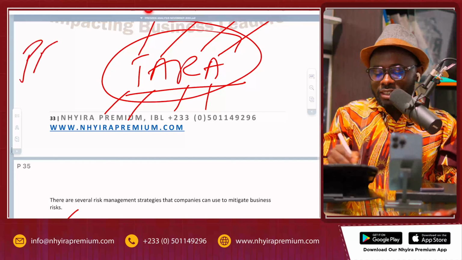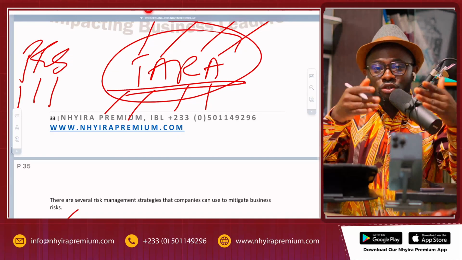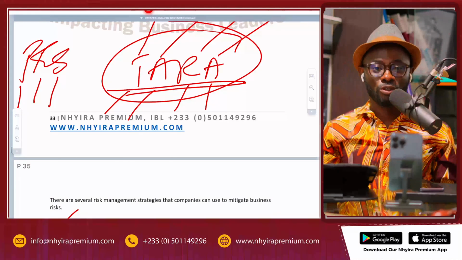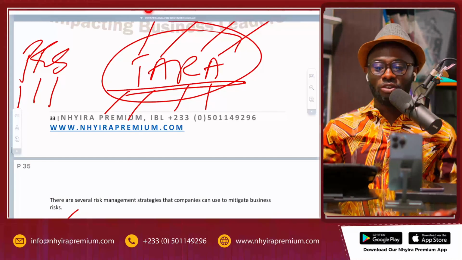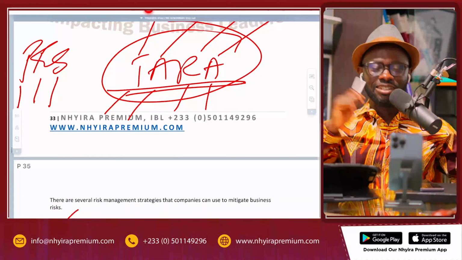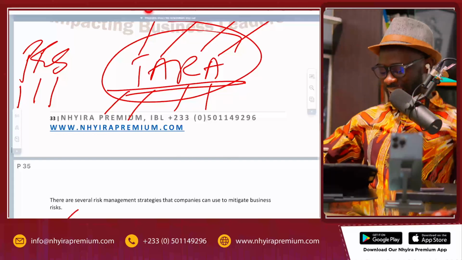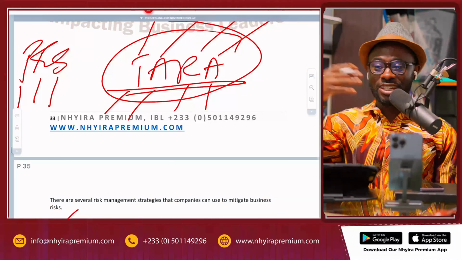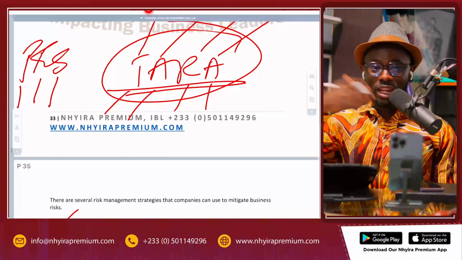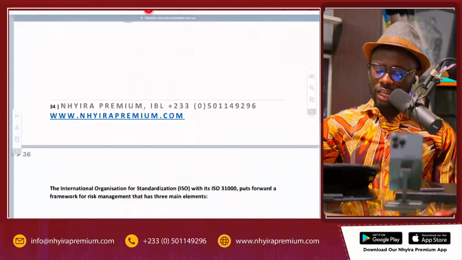So just like the PESTEL framework, political, environmental, social, TARA is also a representation of those four things. So if you hear TARA, don't scream and say, "Hey, Tara!" No, no, no. It's just a representation of those four items. So the examiner can ask you to use the TARA framework of risk management and explain. In that case, we are talking about these four issues and how the company can use them.